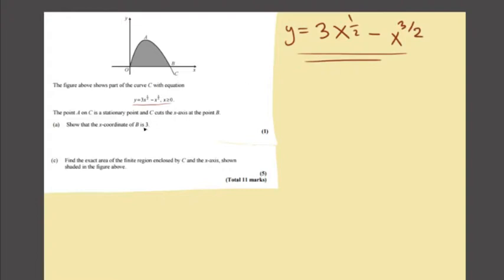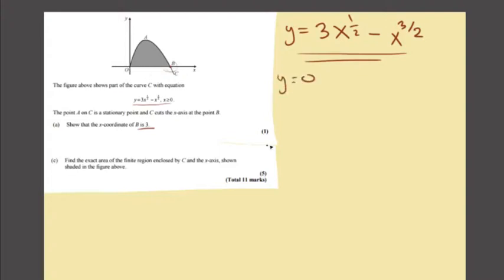Okay, so after we're given the equation of the curve, we're given the curve itself on the graph, and then we're told to find the x-coordinate of B, or show that it is 3. Prove that it is equal to 3. And so what we have to do here, as we can tell from the graph, is that where it is equal to B, basically y is equal to 0.